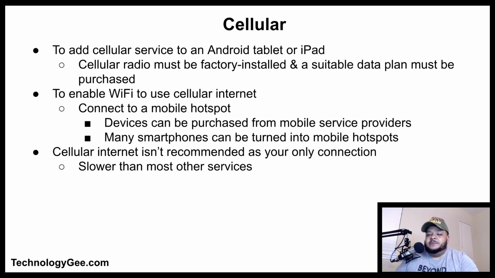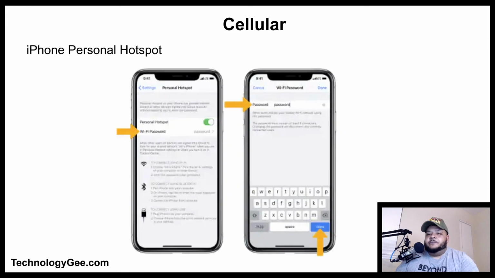For occasional use, many smartphones can also be turned into mobile hotspots. Cellular internet service is not recommended as your only connection because it is slower than most other services. And here is a pretty picture on how to turn your iPhone into a personal hotspot. You will go to settings, personal hotspot, and turn it on.